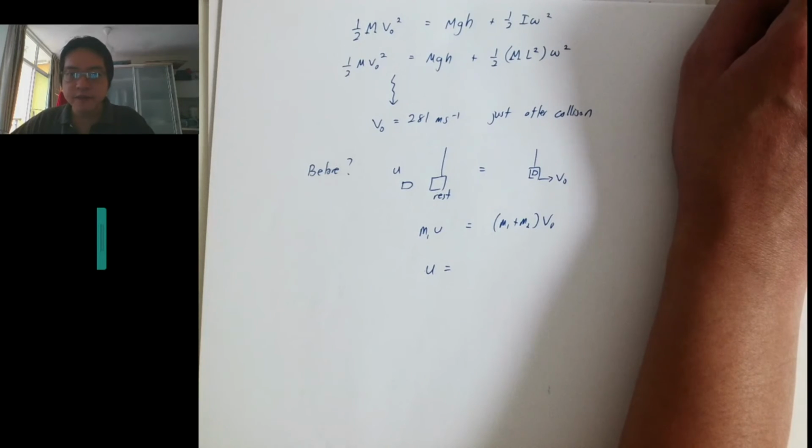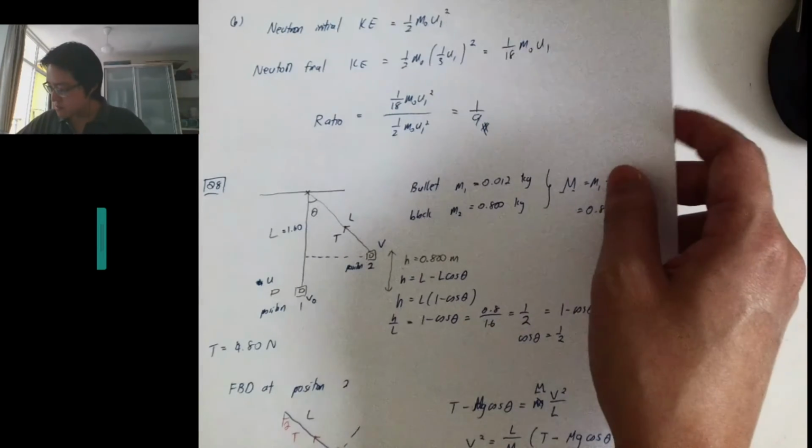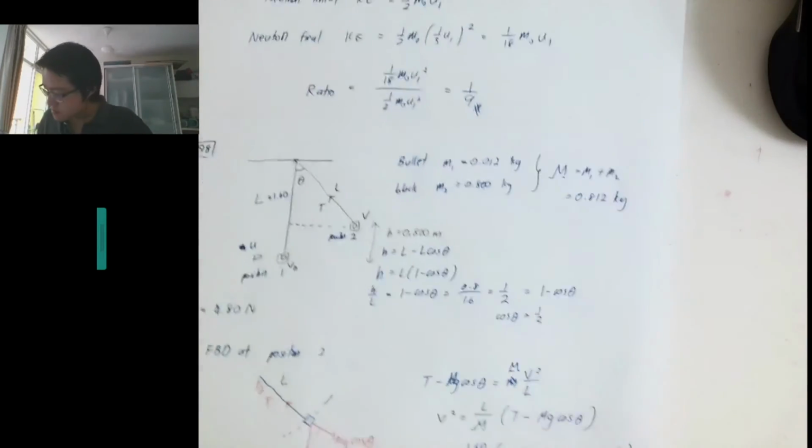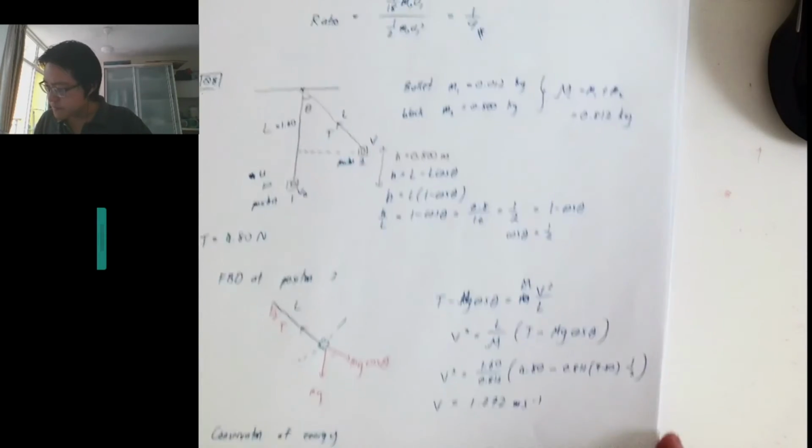Why have 0.5 I omega squared? Where? Where was it? Zero 0.5.